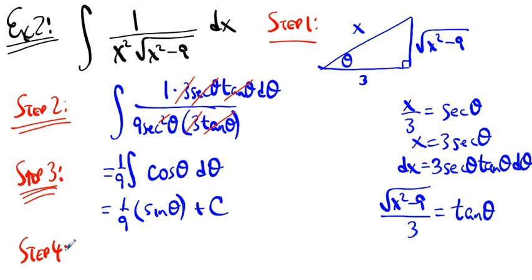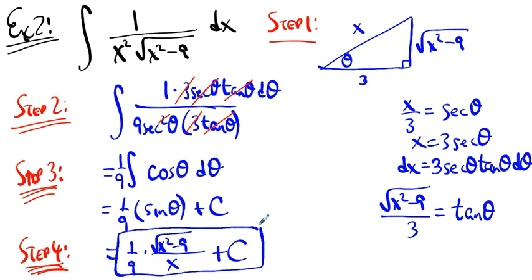Step 4 says we go back and back substitute. Well, what's sine theta? Sine theta is opposite over hypotenuse. Done. Oh, isn't that clever? See, this is a much easier integral to do than this one is. It's murder to get there because we have to use trig, but this integral is much easier to do.